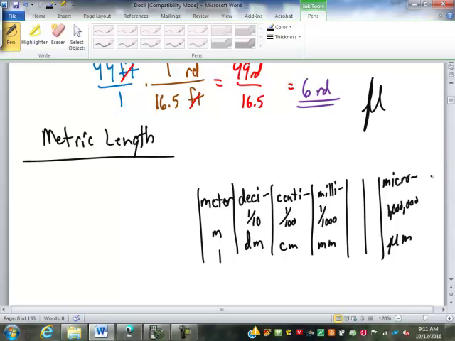Now, the medical field was one of the first fields that had to key everything into a computer. There is no mu key on a computer keyboard, so they actually abbreviated it MCM for micrometer. So you might see that occasionally, MC instead of the mu symbol.